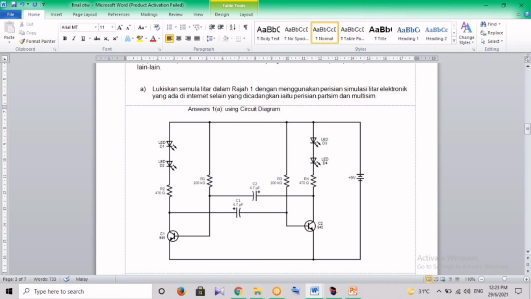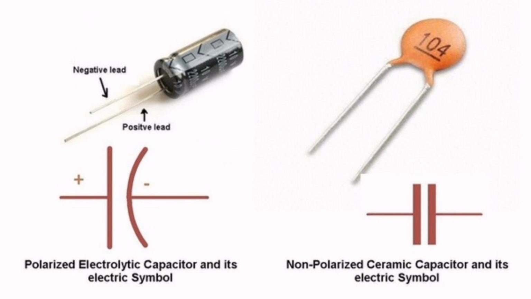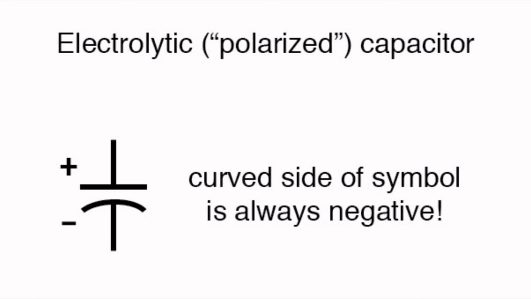So, what is the difference between the polarized capacitor and the usual capacitor? As we can see here, the polarized capacitor uses a different symbol from the non-polarized capacitor, which is that the polarized capacitor has positive and negative.